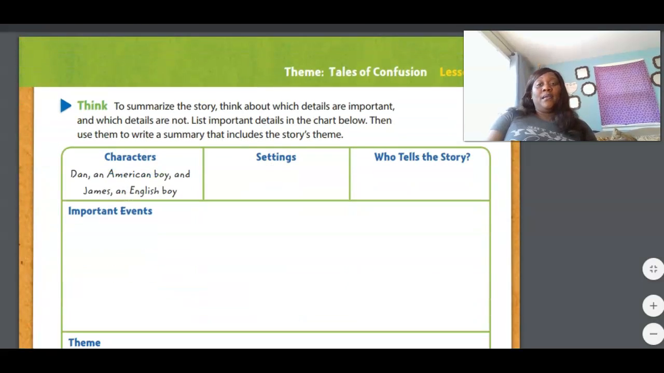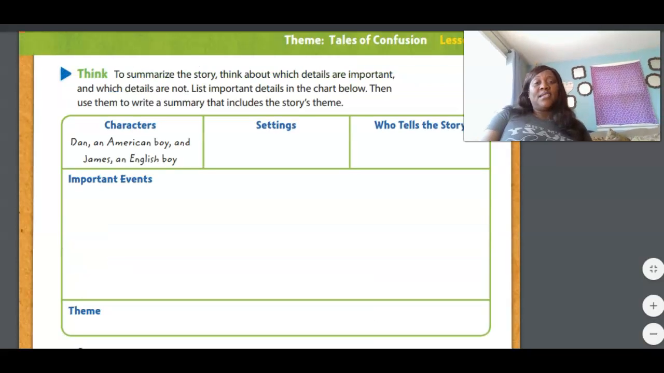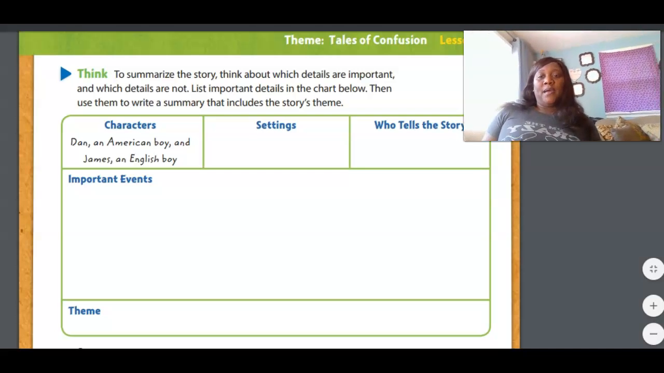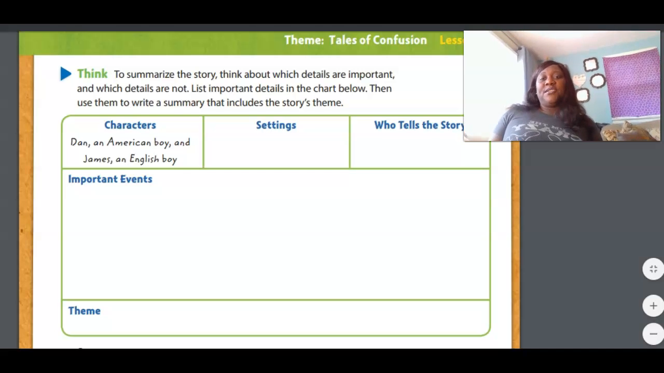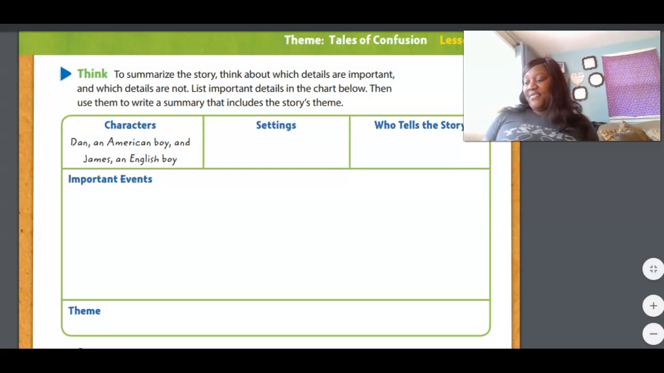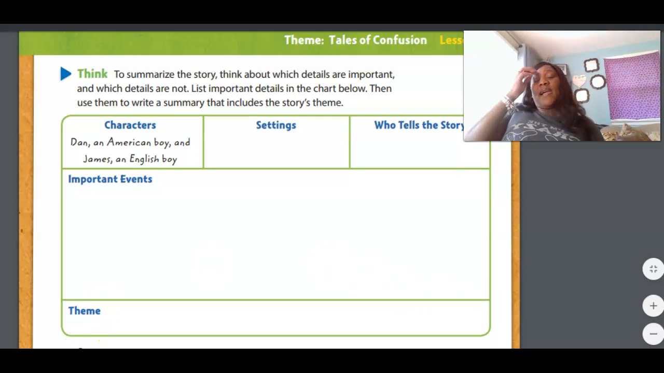All right. Here we go. Think. To summarize the story, think about which details are important and which details are not. List important details in the chart below. Then use them to write a summary that includes the story's theme. So even though we are looking at summarizing, theme plays a major role in summarizing.